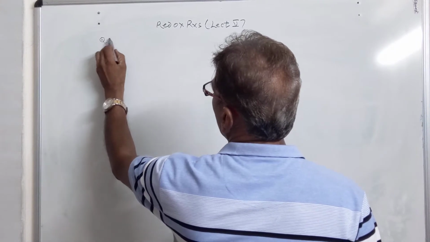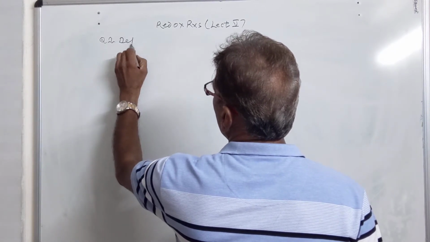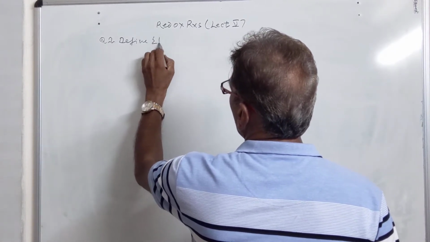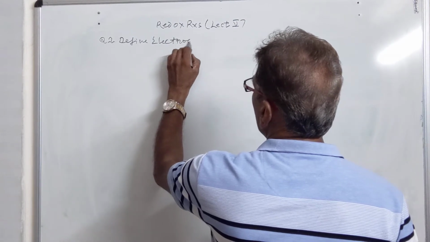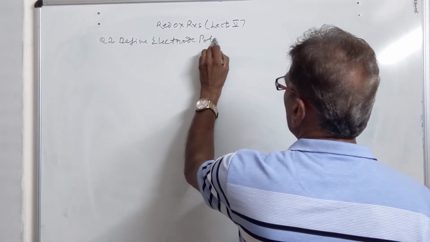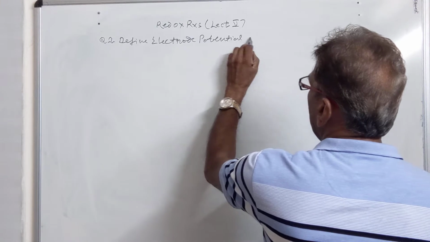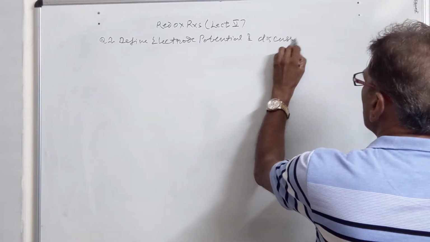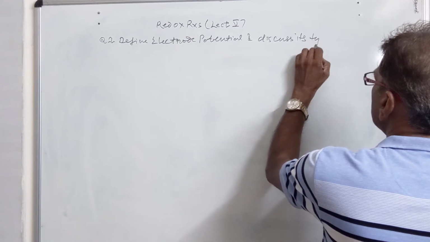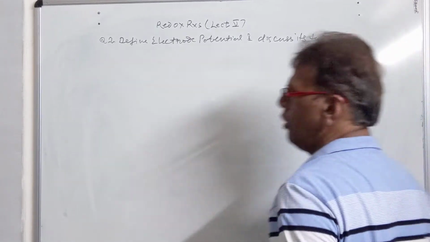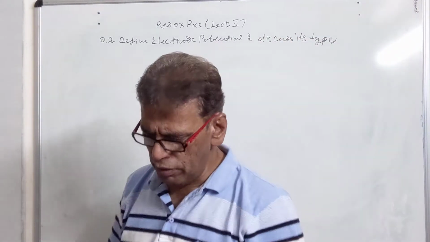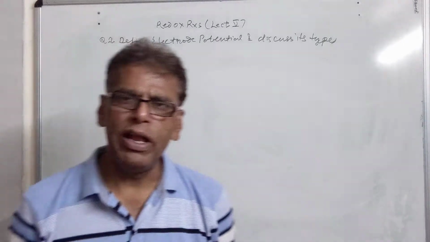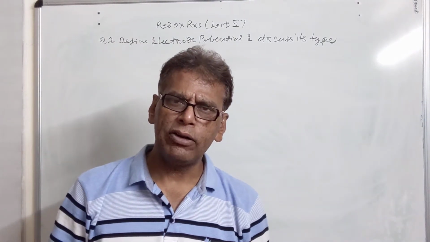Now the question is: define electrode potential and discuss its types. Now what is electrode potential? It is the tendency of an electrode to lose or gain electrons.